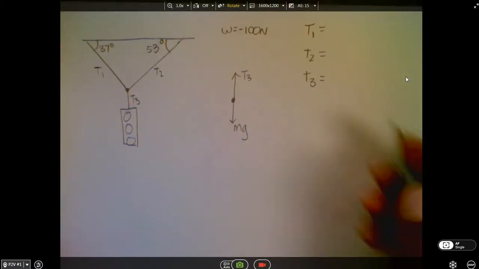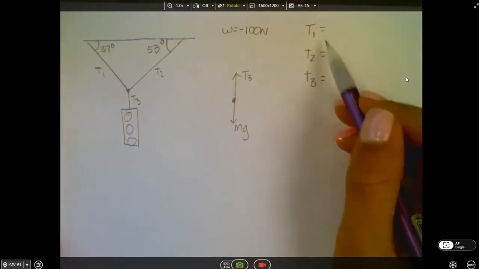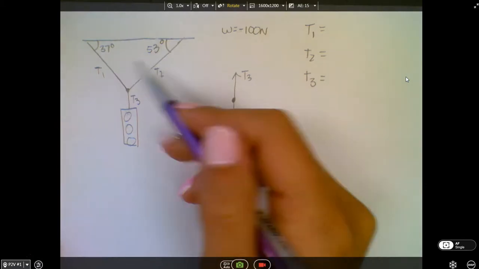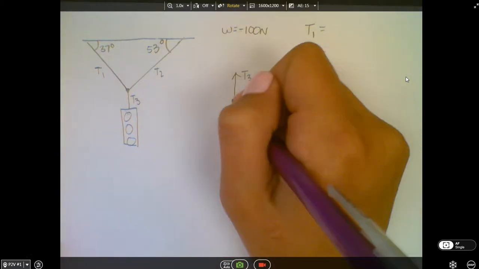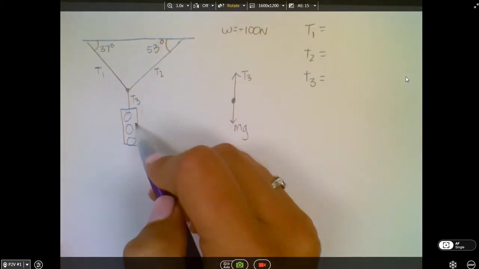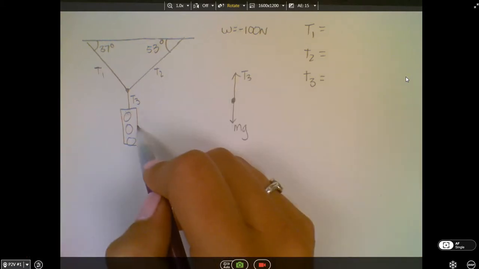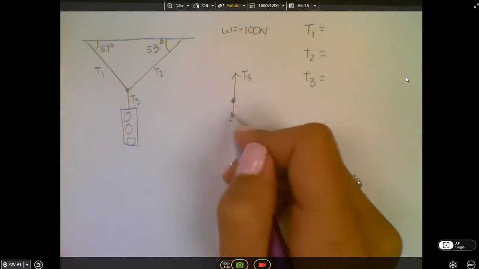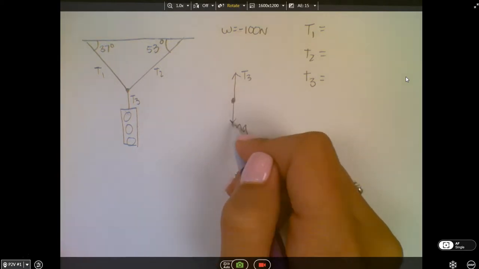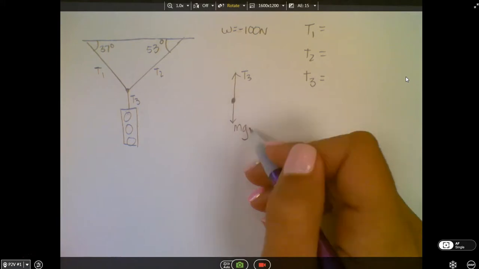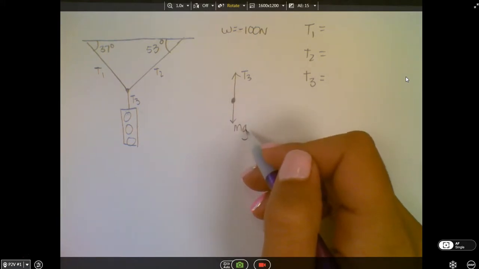Okay, so what I've done is I've written down the weight. I've written down the 3 things I want. I've drawn the picture that they drew. And then I've drawn my first free body diagram of just the stoplight. So the dot represents the stoplight. If you look directly at the stoplight, the only 2 forces on it are tension 3 pulling up and the force of gravity pulling down. And so I have my weight. Now I wrote mg because I wasn't sure if they were going to give me the mass or the weight.